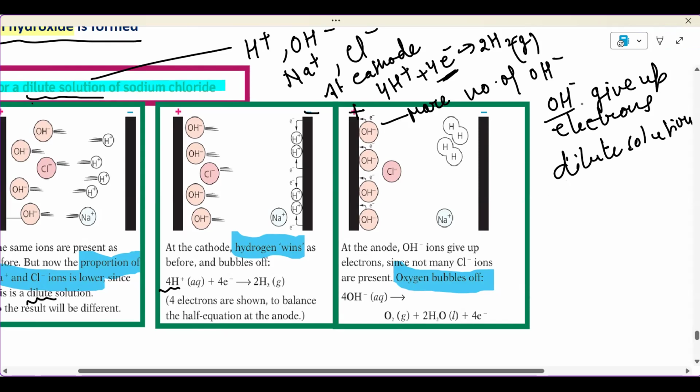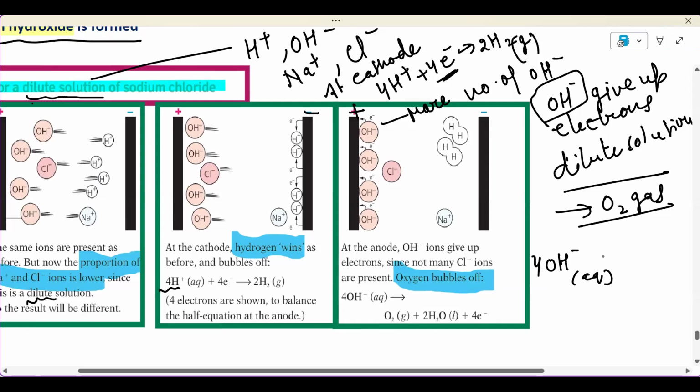So as hydroxide ions are discharged here at the anode, oxygen gas is released. Release of oxygen gas, right? The equation would be hydroxide ion, in aqueous form, gives oxygen gas plus water plus 4 electrons at the anode.